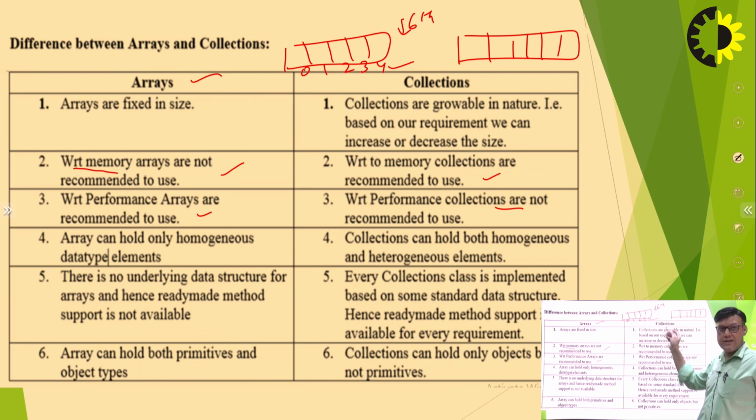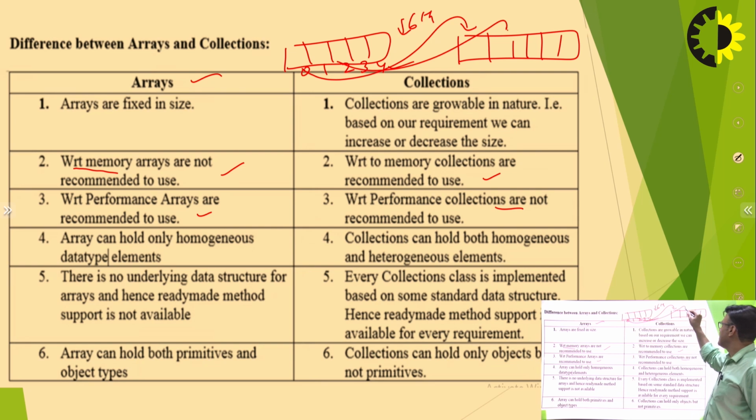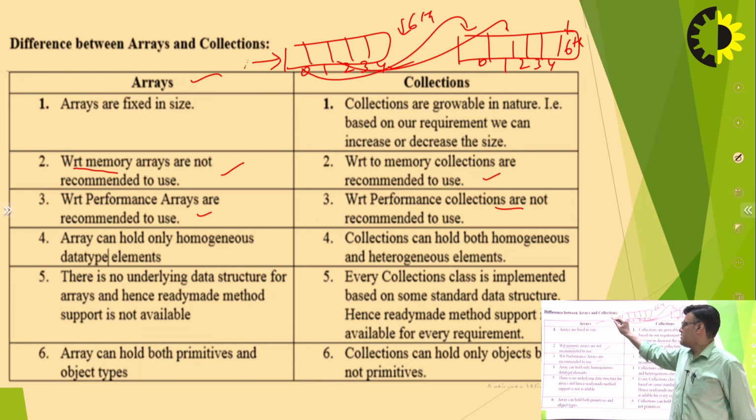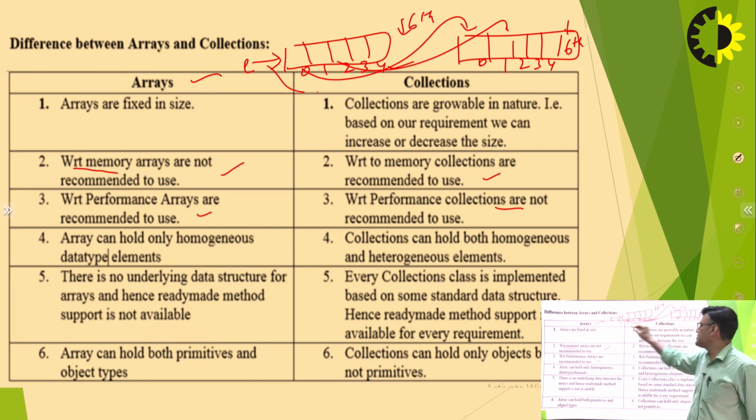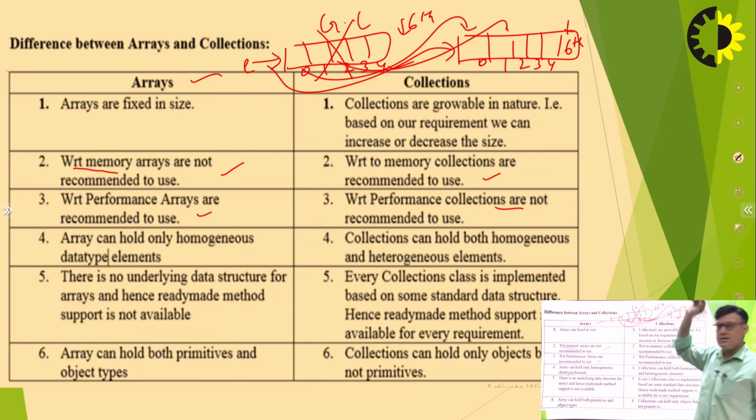Internally, a new object is assigned. All the elements, 0, 1, 2, 3, 4, are copied here one by one. Whenever we want to insert the 6th element, it is inserted here. After inserting, the reference which was pointing to the old memory is pointed to this new location, and the old memory goes for garbage collection. This happens in collection. So with respect to memory, collections are recommended to use.